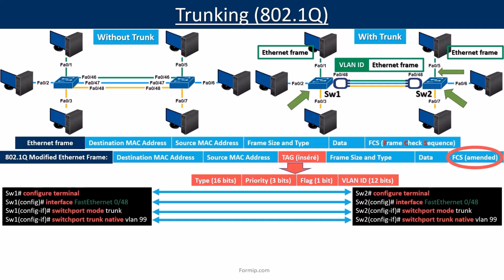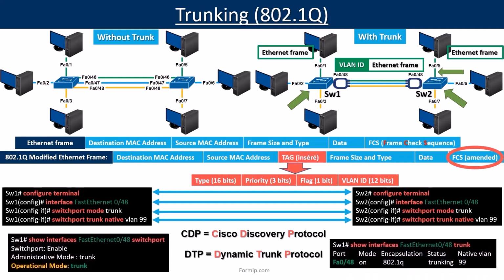On Cisco equipment, some protocols, such as CDP or DTP, are conveyed in untagged frames and therefore in the native VLAN. CDP allows you to discover neighbors, and DTP manages the automatic negotiation of the trunk. It's enabled by default. To return to the trunk configuration, you have to make sure that the configuration on the other side is the same. And the commands show interfaces switchport and show interfaces trunk allow one to display detailed parameters of the trunk and information about the VLANs.